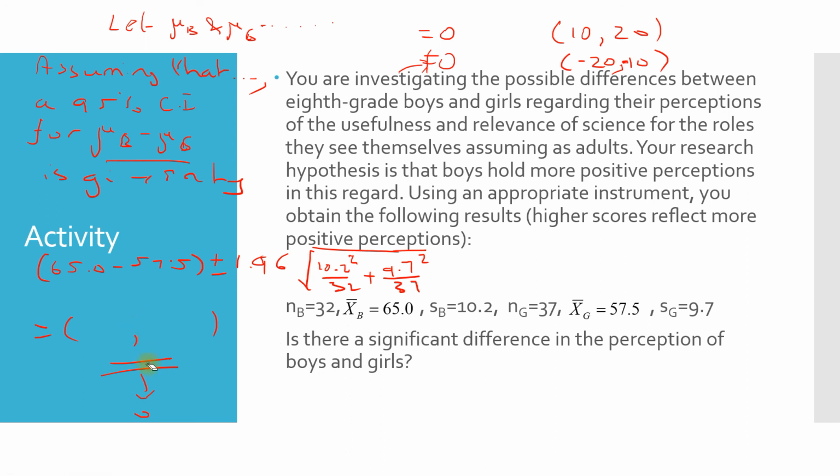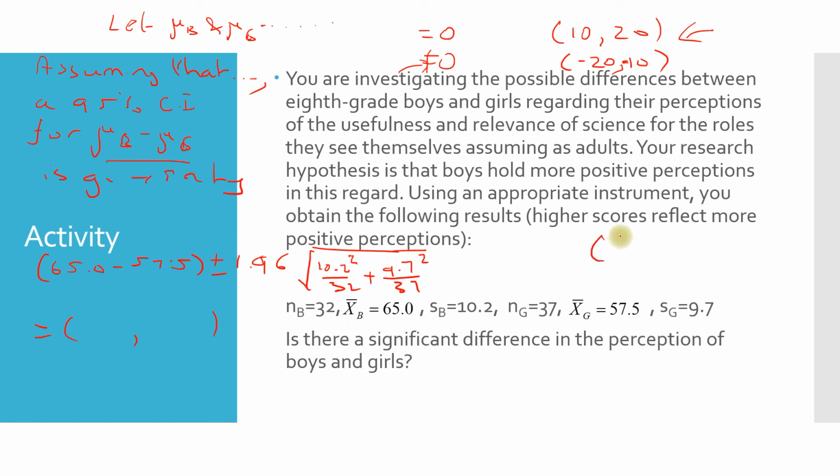However, if it is not equal to 0, if you see that these values are not equal to 0, let's suppose you get 10, negative 10 and 20, something like this, two positive values, then you would say there is a significant difference in the perceptions of boys and girls, such that because it is positive and you did mu b minus mu g, you would say such that boys hold more positive perceptions in this regard.